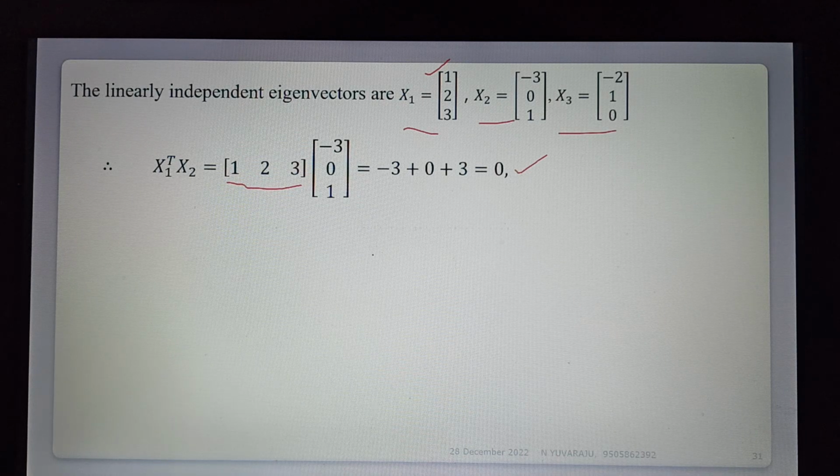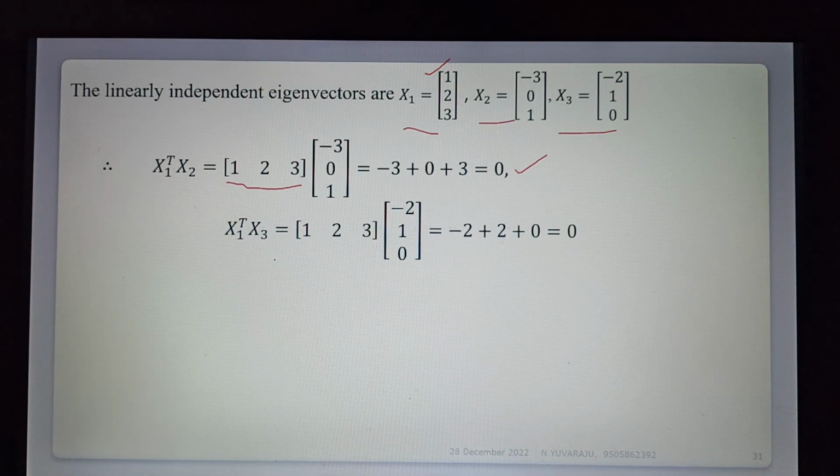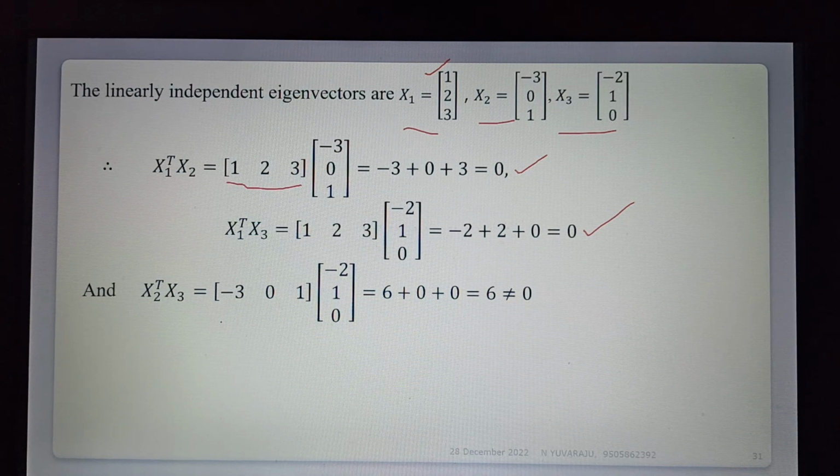So x1 and x2 are orthogonal. Next, x1 transpose x3: 1 2 3 times minus 2 1 0, so minus 2 plus 2 plus 0 is equal to 0, and x1, x3 are also orthogonal. Next, x2 transpose x3: minus 3 0 1 times minus 2 1 0, multiplication gives 6 plus 0 plus 0 is equal to 6. It is not equal to 0, so x2 and x3 are not orthogonal. x1, x3 are orthogonal, x1, x2 are orthogonal, but x2, x3 are not orthogonal.